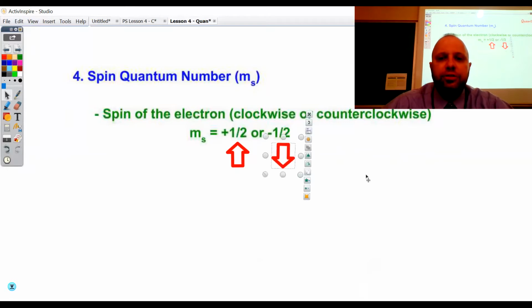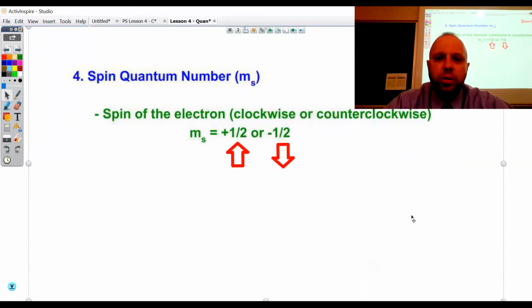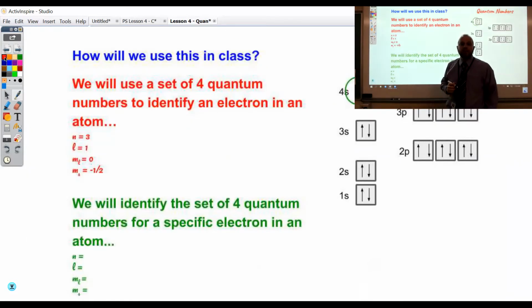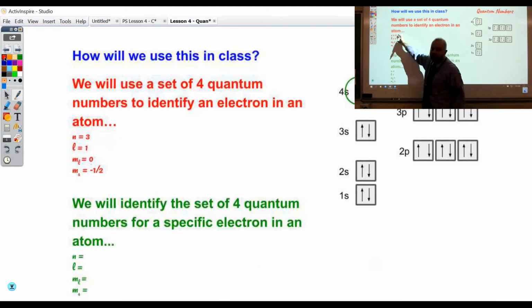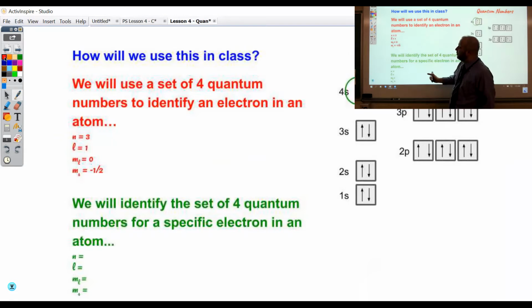So depending on which electron you're trying to identify or which one you're drawing in, it's either going to be an up arrow or a down arrow. Up arrow we'll call positive 1/2, and a down arrow we'll call negative 1/2. Okay, let's have a look at some examples of what we're talking about. So for the first one, it says, how will we use this in class? We're going to either be given a set of 4 quantum numbers like we are here, or we're going to be asked to identify a set of 4 quantum numbers for a particular electron.